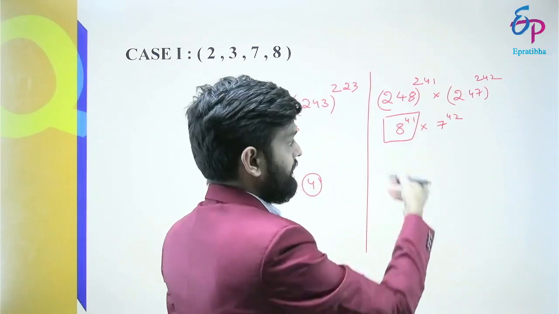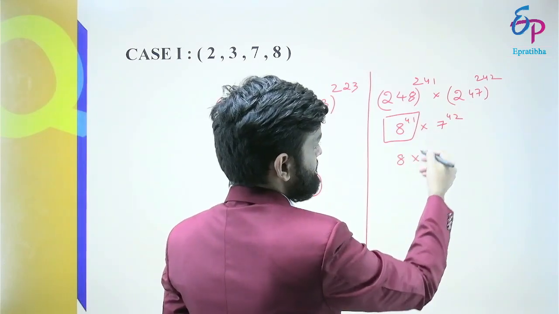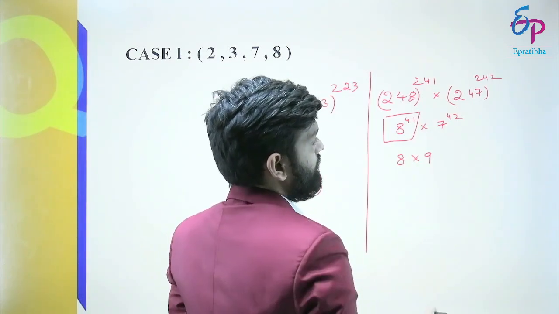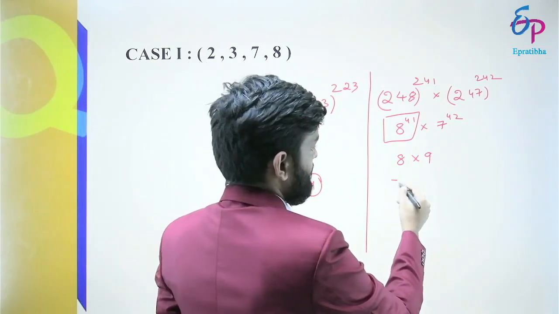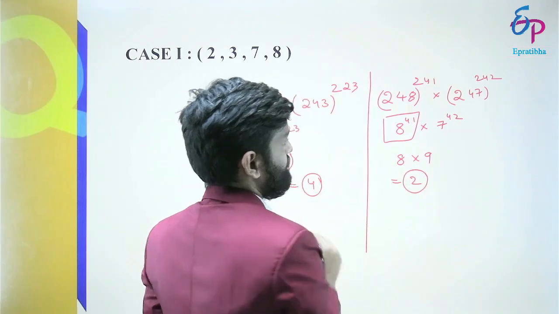It is nothing but 8, right? 8 power 1 is 8. Here it is 7 square. 7 square is 49, the unit digit is 9. 8 9s are 72. So the unit digit is 2.